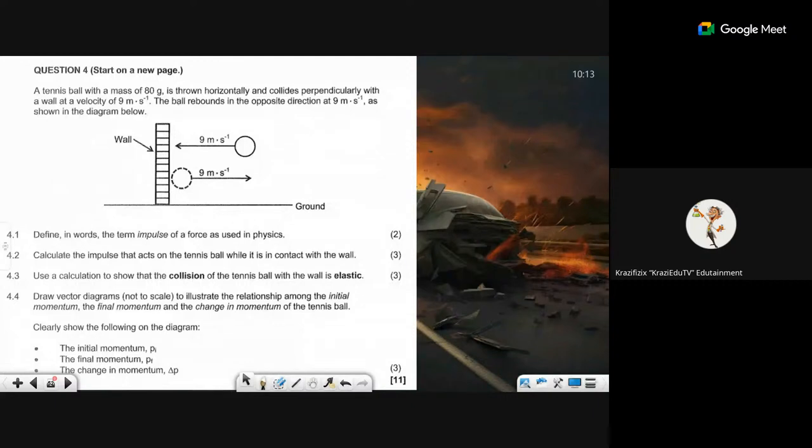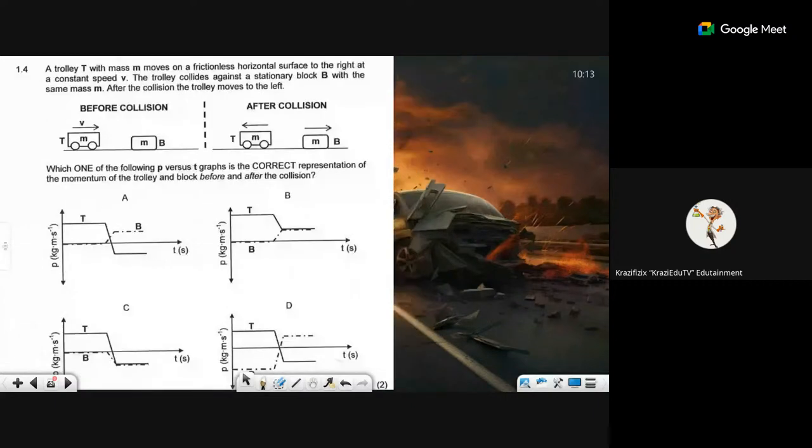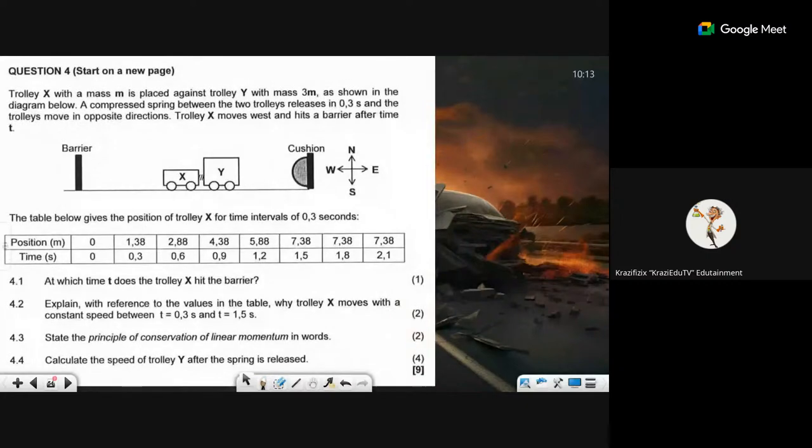Define impulse, can you see, guys? I'm moving from question to question. This you can answer. They're just using graphs. Before collision, after collision. Boom, boom, boom. Done.